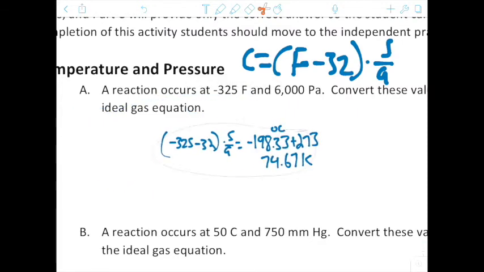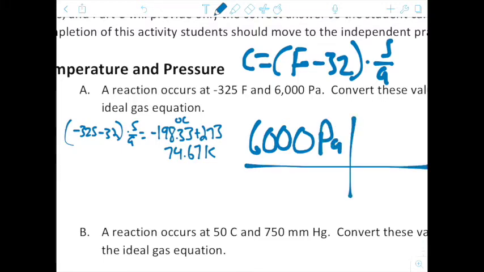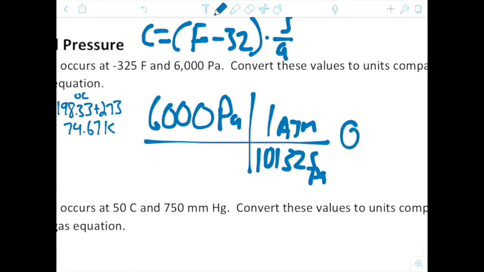All we have to do now is get the pascals into atmospheres. So it's 6,000 pascals, and there is 101,325 pascals in 1 atmosphere. And so we will get 0.0592 atmospheres of pressure.